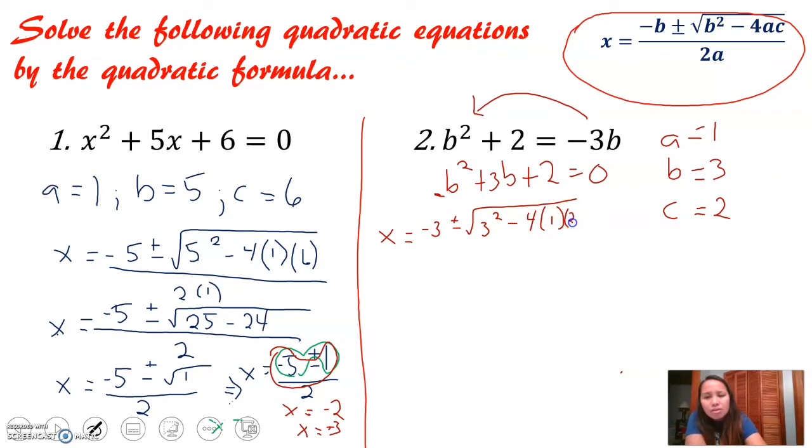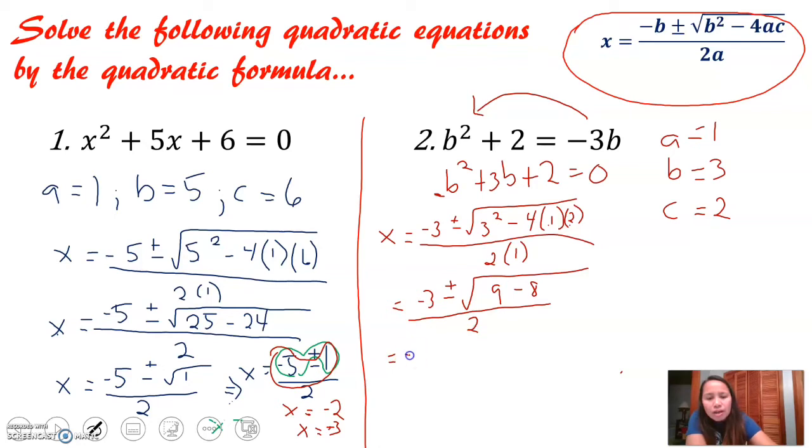1, times c, which is 2. And then I'm going to put 2 times 1. 1 is because of a. So that's going to be -3 plus and minus. 3 squared is 3 times 3, which is 9. 4 times 1 times 2 is 8. All over 2. Now we know that 9 minus 8 is just 1.